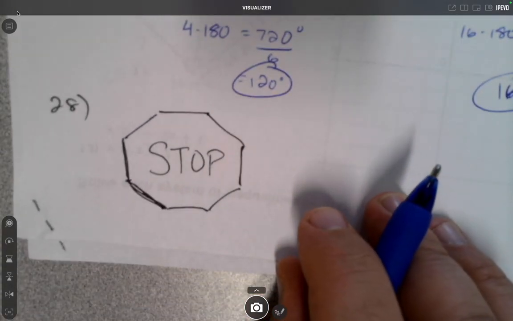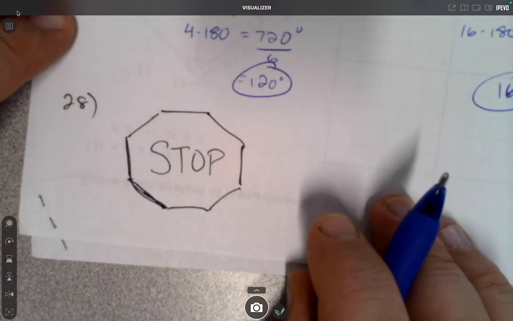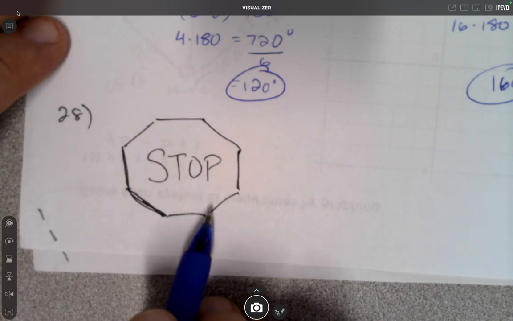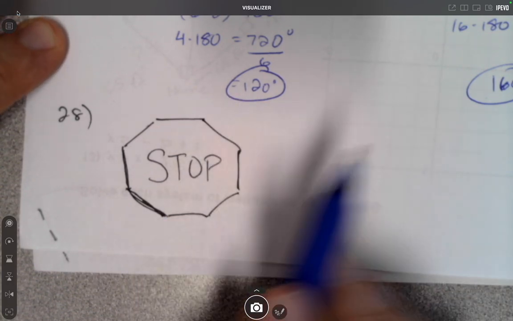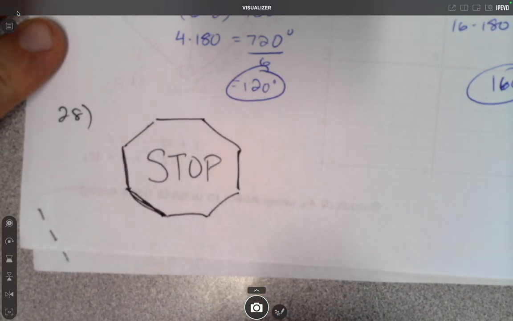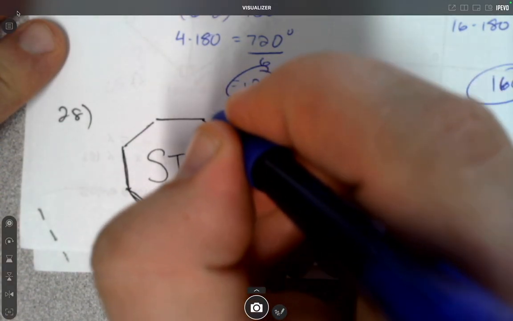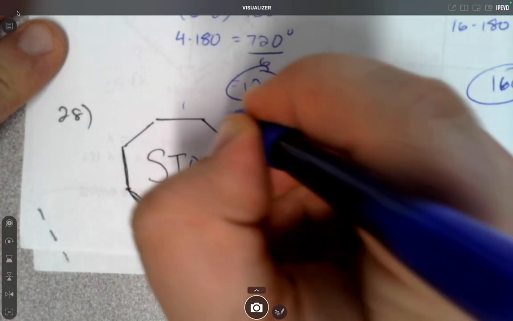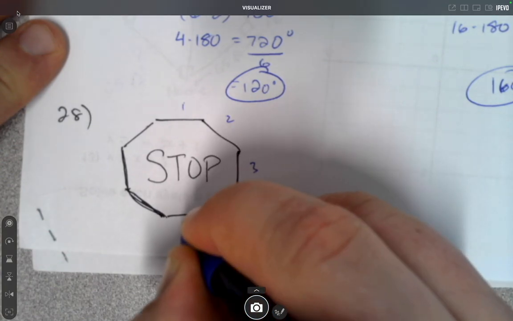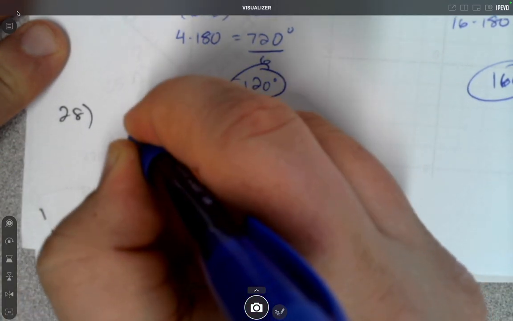And our last one, what is the measure of each interior angle of the stop sign? So 28 is very similar to the 2 we just did. They're just not telling us the shape. We've got to figure it out. So hopefully you know this, but a stop sign is an octagon. There's 1, 2, 3, 4, 5, 6, 7, 8 sides.